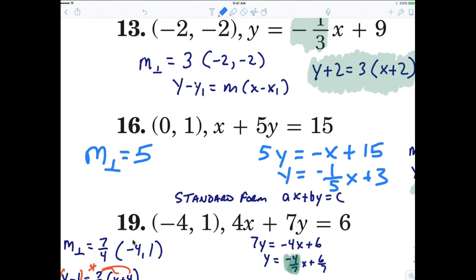Now I'm going to write it in point slope form. y minus 1 equals 5 times x minus 0. So those are two example questions that I want you to look over. Make sure you're good with that.